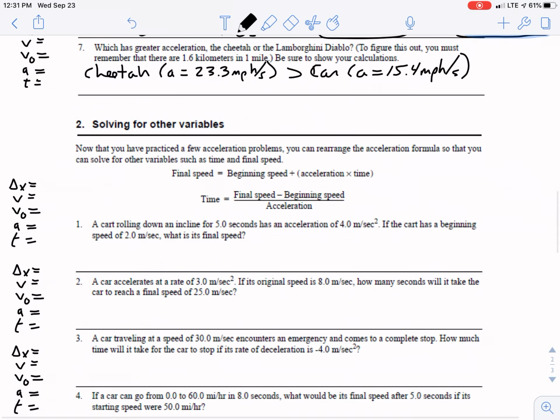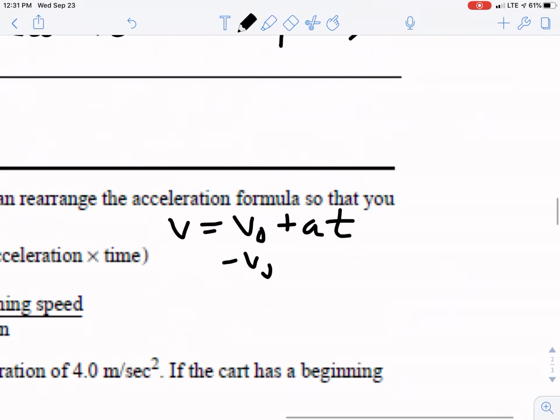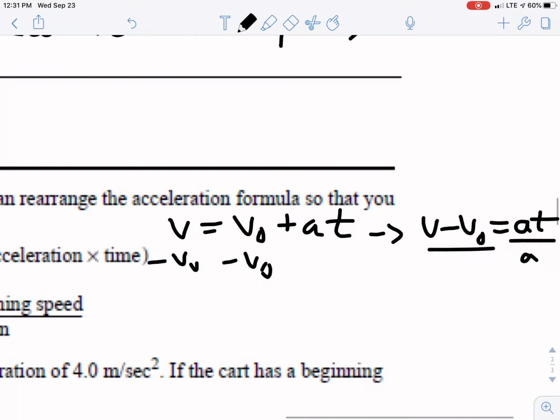Okay, so now we're going to start solving for other variables. If we want to find, for instance, the time that it takes or the final speed, then we can use a different equation for it. So v equals v naught plus at if we want to find the final speed. And if we want to solve this for time, I would subtract v naught from both sides like this, and I get v minus v naught equals at. Then by dividing by a, I get an expression for time: final velocity minus initial velocity over the acceleration.